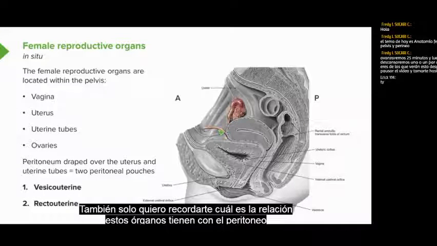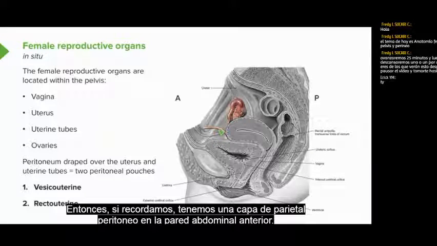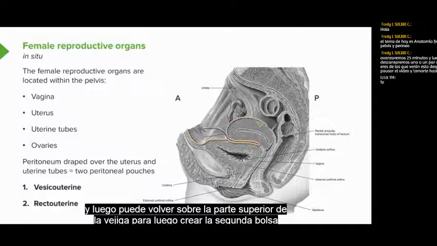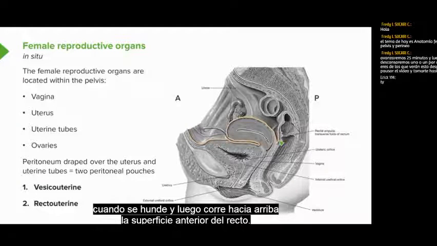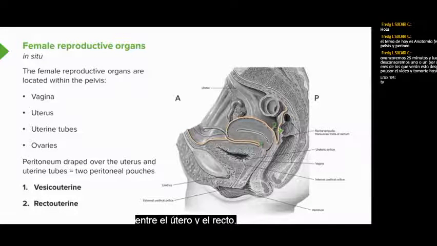I also just want to remind you of the relationship these organs have with the peritoneum and the two pouches that they form, the two peritoneal pouches. So if you remember, we have our layer of parietal peritoneum on the anterior abdominal wall, and this is going to course over the superior surface of the bladder here, and then it can turn back over the top of the bladder to then create a second pouch as it dips down and then runs up over the anterior surface of the rectum. So we find we have two pouches. We have a pouch here, and we have a pouch more posteriorly between the uterus and the rectum.